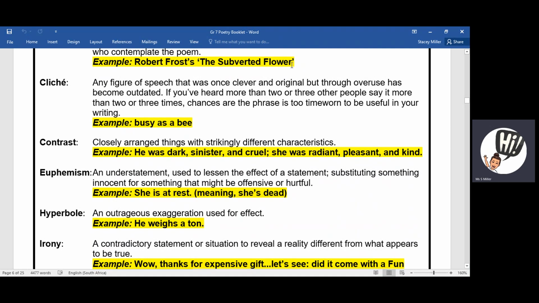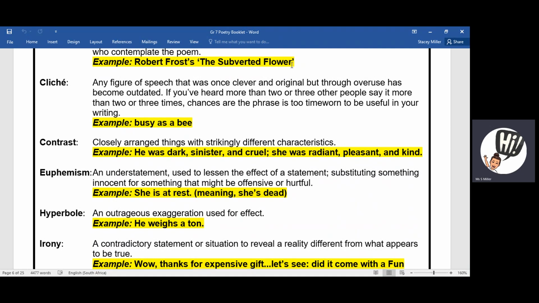Yes, Makoba? They are alliteration and sometimes they're idioms as well. Raining cats and dogs. Another cliche that's an idiom. You're right. Same as busy as a bee is also an idiom. All right, let's have a look now.